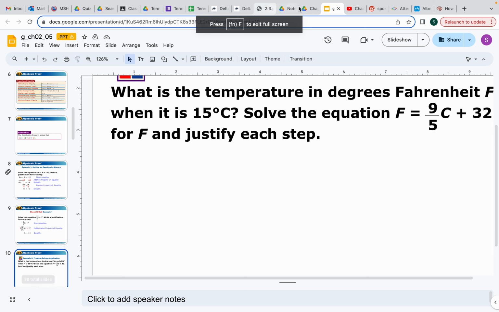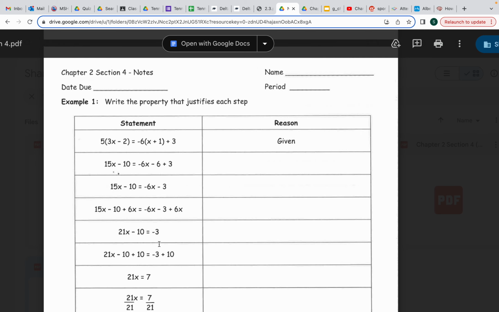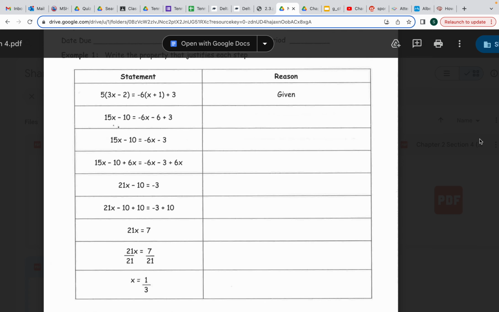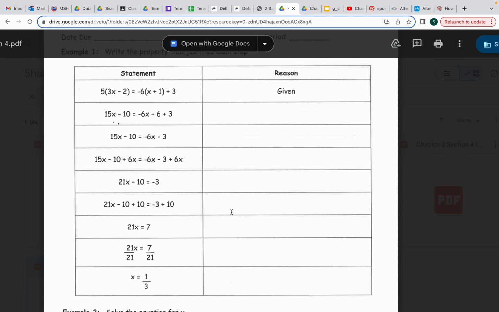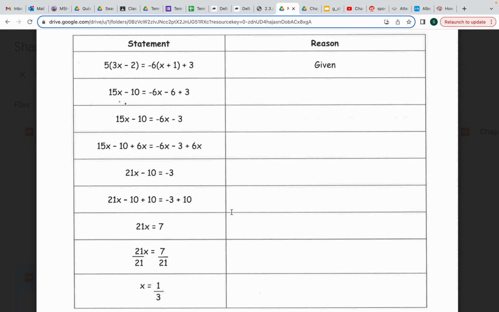Okay, let's look at this. This one's going to be a little bigger. We are given all our statements, and we've got to figure out our reasons. I'm going to zoom in just a little bit. Some of these reasons are going to be simplified, that's why it looks so big, but we've got to recognize that. Our first statement is what we're given, and our reason is given. Perfect. It already gives us that.